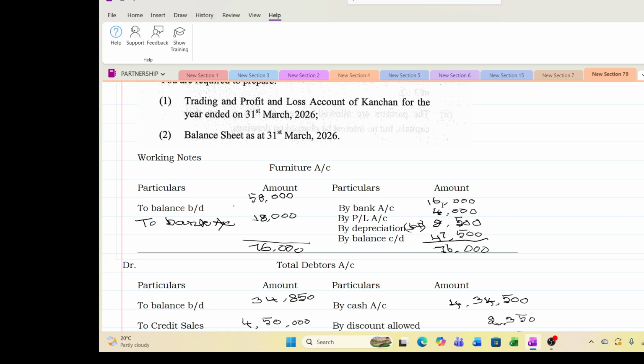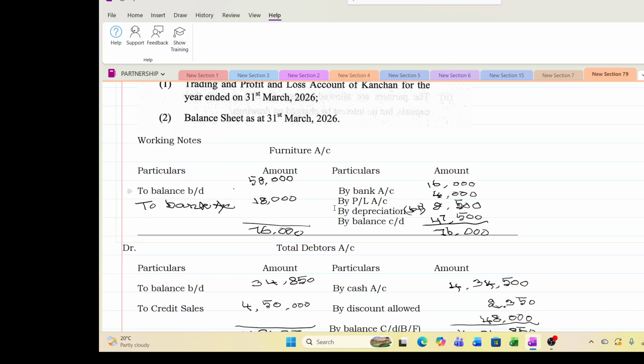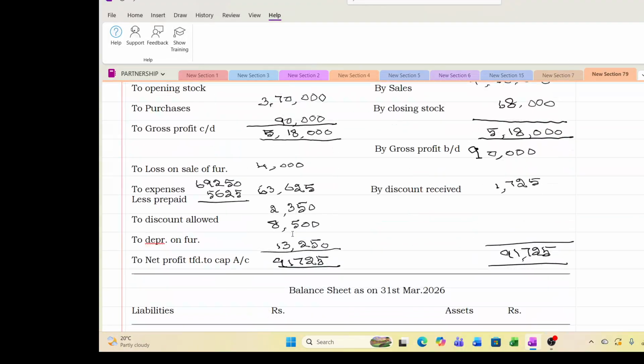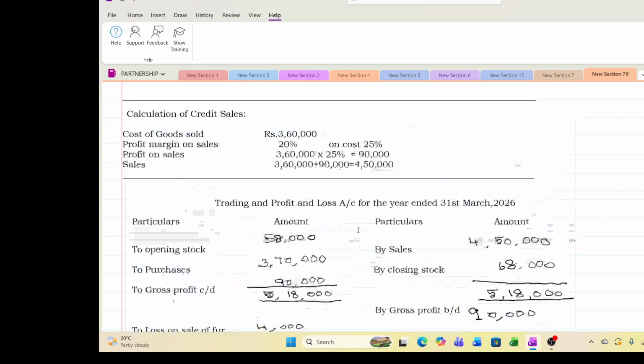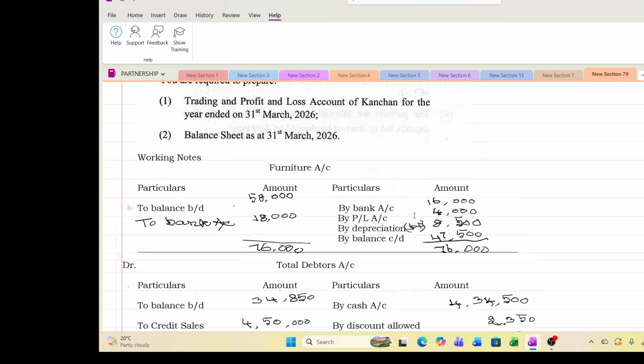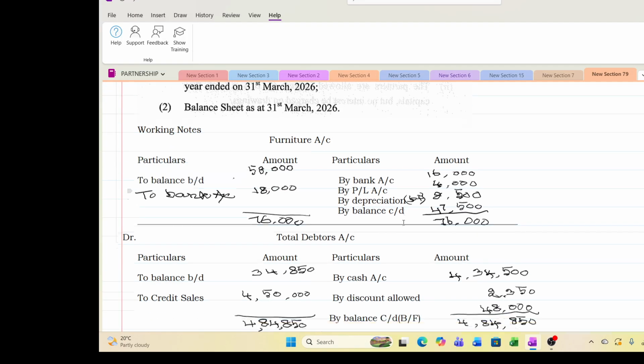Everything, please follow that. So now the depreciation should go to your P&L account. First we will go to the P&L account, then we will do the rest of the things. 8,500 is entered here. Now one account is completely over, and we have entered this 47,500 in the current balance sheet also, so no worry.